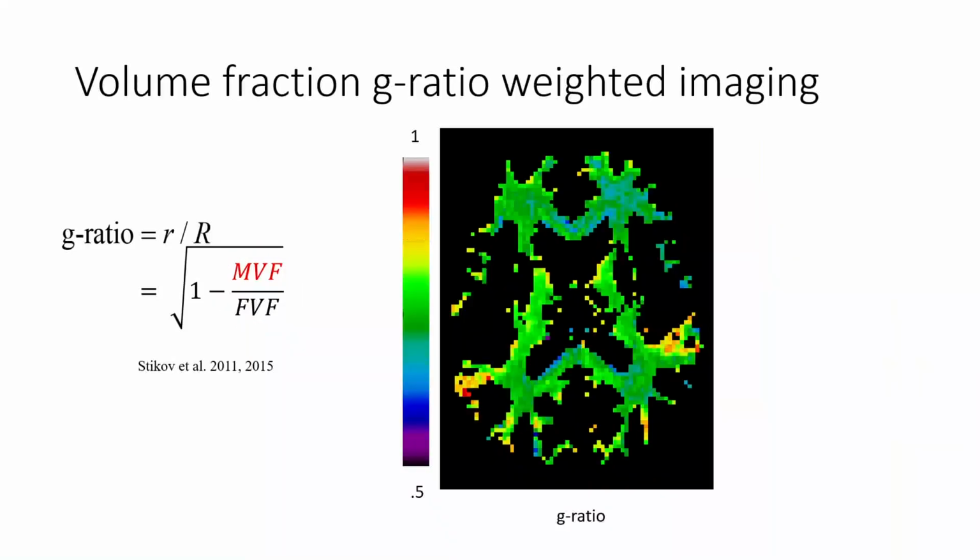So if we want to estimate a G-ratio weighted image, one option is to first estimate volume fraction weighted images and calculate the G-ratio from those.